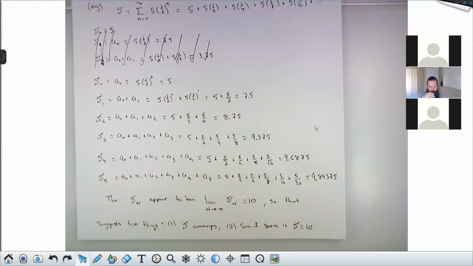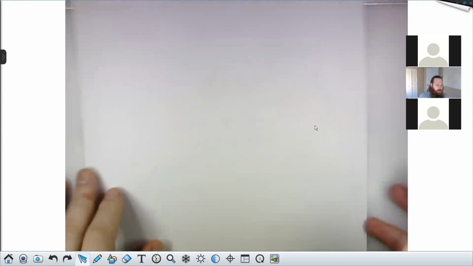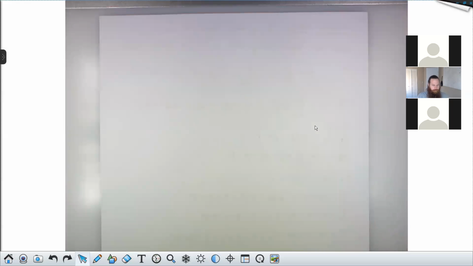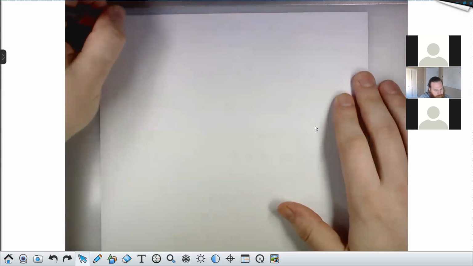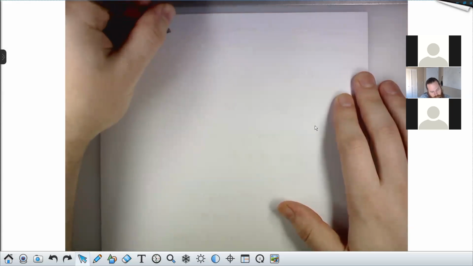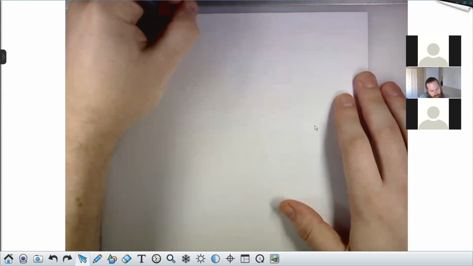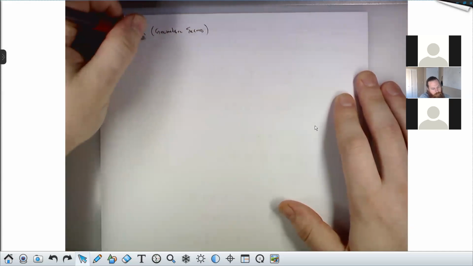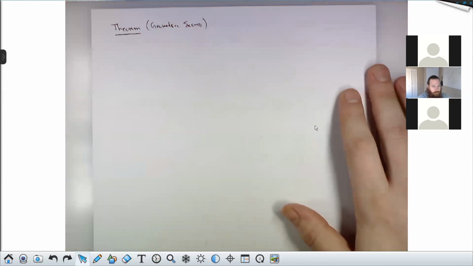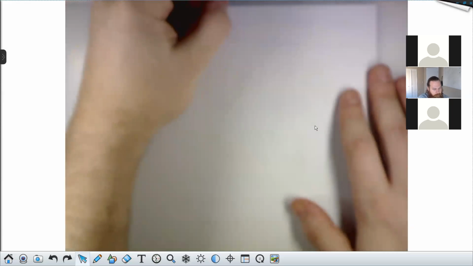So what we're going to do instead is develop a result for geometric series that tells us exactly what's going on. And then I'll come back to that problem and I'll show you that we were correct. So we're going to develop several very important theorems on series, and this is the first one, the result on geometric series.